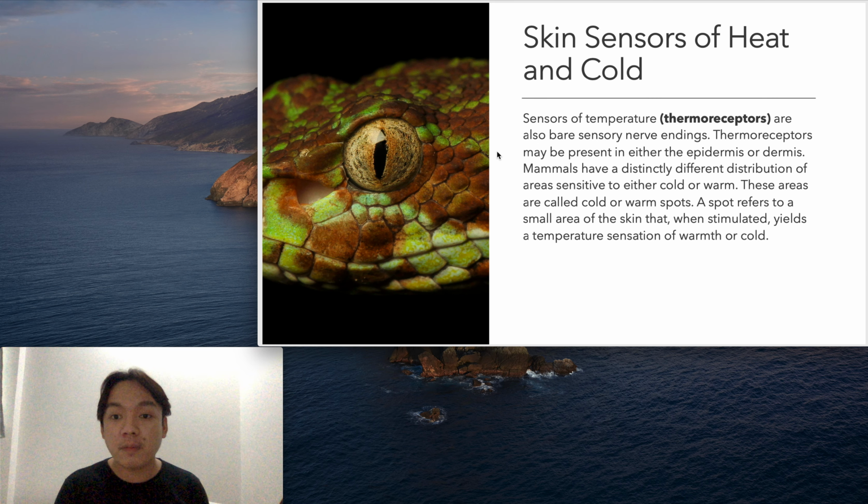We also have thermoreceptors, also bare sensory nerve endings. They are found either in the epidermis or dermis, and are sensitive to either cold or warm temperatures. We call them cold or warm spots. A spot is a small area of the skin which, when stimulated, yields a temperature sensation of warm or cold.